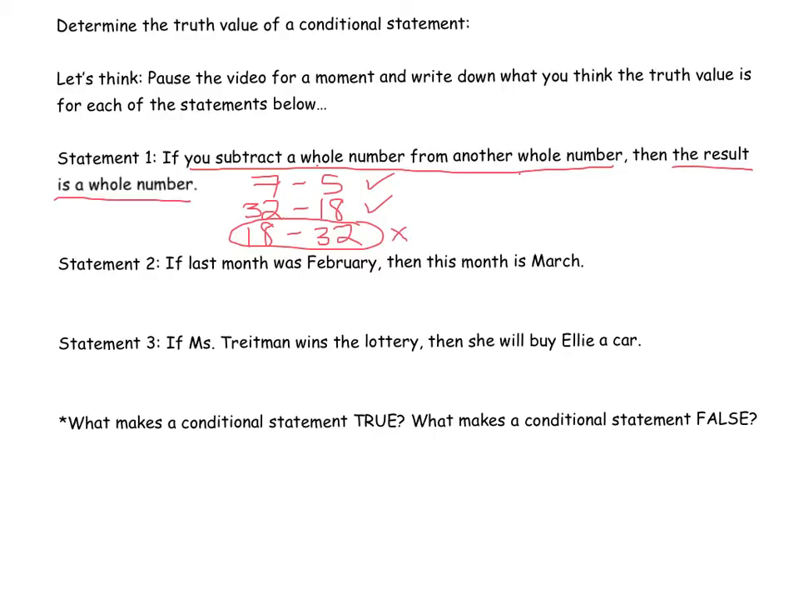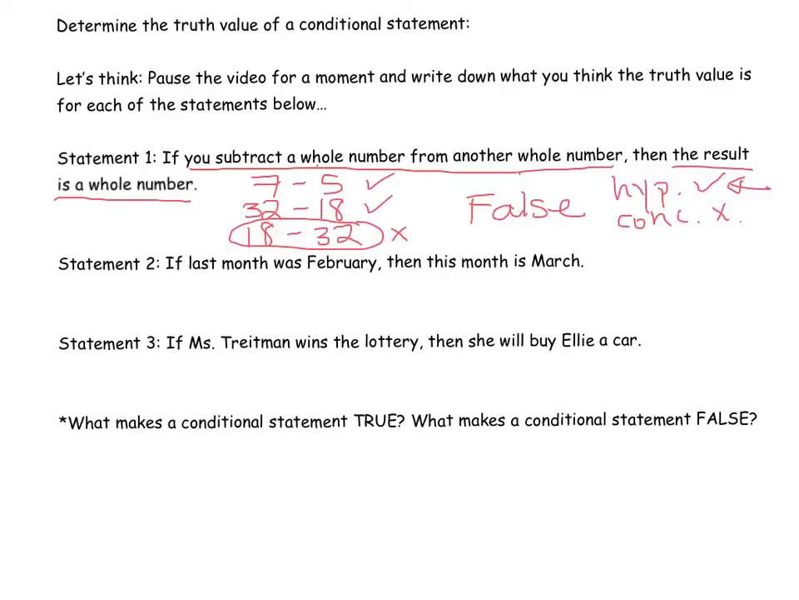This tells me that this statement is a false statement because I could come up with a counterexample where I met the hypothesis, but the conclusion did not hold. And that's really what makes a statement false. A conditional statement is false when you meet the hypothesis but not the conclusion.